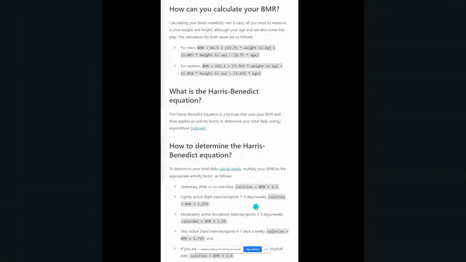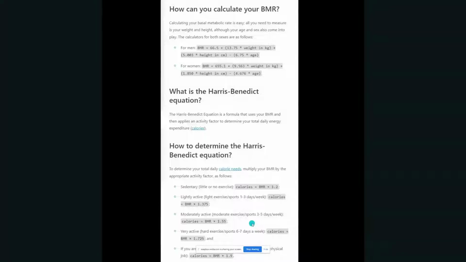Lightly active, they put it like 1.375, and I would agree with this one. A lot of times you're working out a couple times a week, you probably get like 5,000 steps in a day. This is your average person right now. I would say most people are right in that 1.3 to 1.375 range, especially if you have a desk job or you're sitting a lot, right? If you're not getting, let's say, above 5,000 steps a day, you're probably not going to be in this category, right?